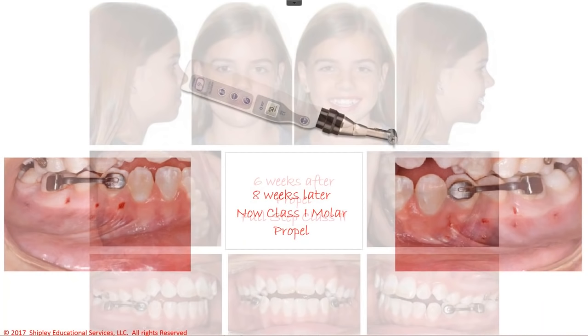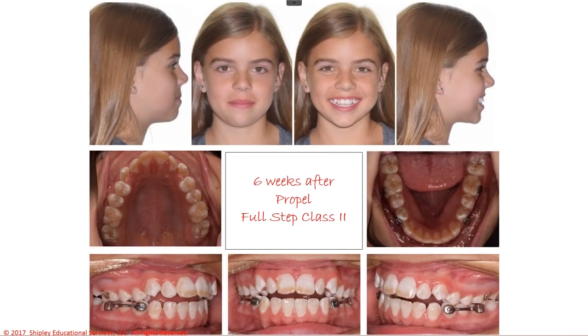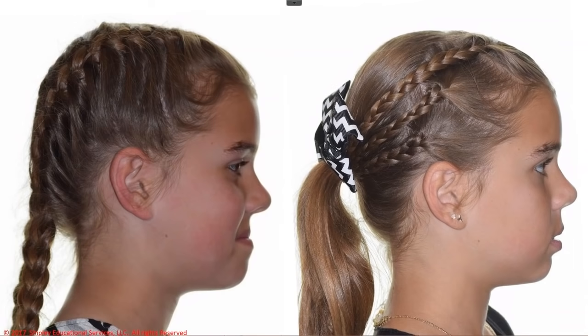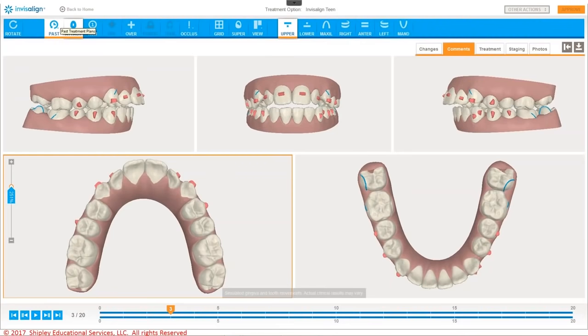She came back 6 weeks after the Propel, and now after we did the Propel, she is now a full step class 2 molar and a full step class 2 canine. So we got amazing results with the MOPS along with the Carriere Motion Class 3. We can see the dramatic change that we got in the profile with that class 3 motion, and then we submit it for the ClinCheck.